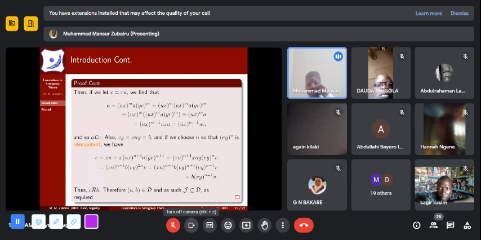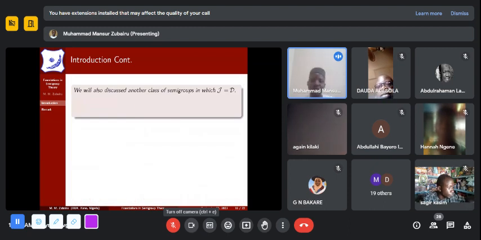Therefore, using the two, a is L related to c, and c is R related to b, which means (a, b) is in D, and as such J is a subset of D, and that's exactly what we have proved, as required. And from the two, we can see that the two coincide.